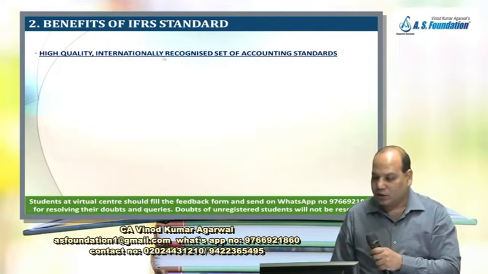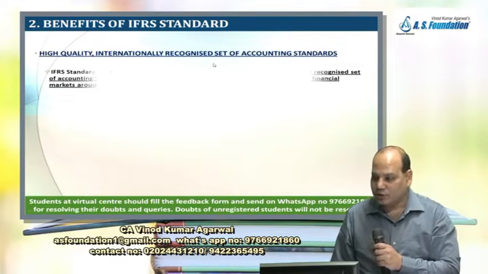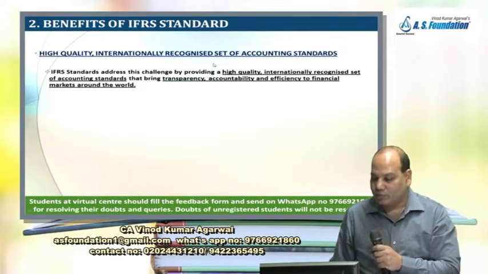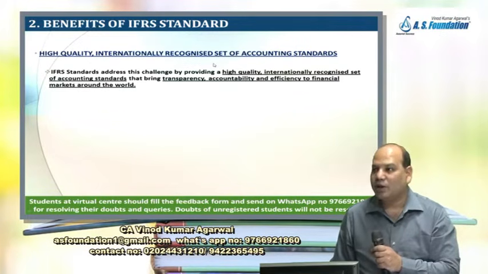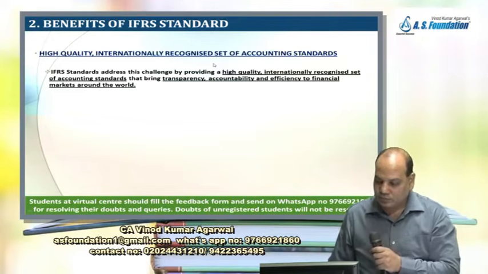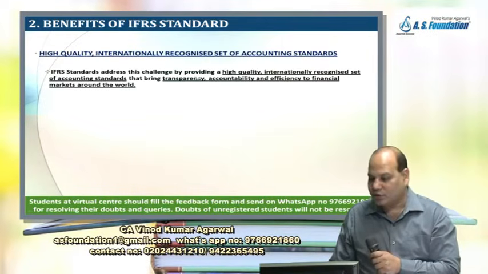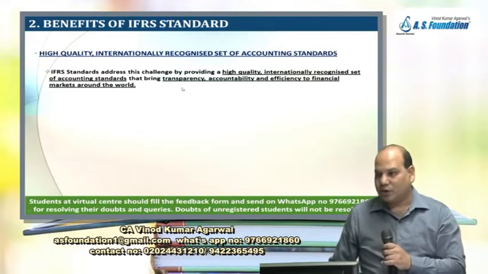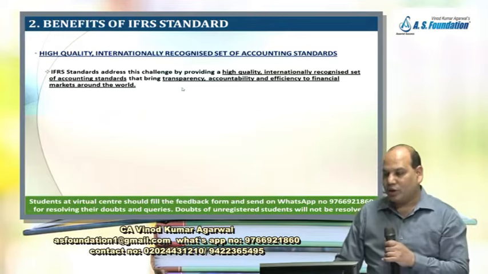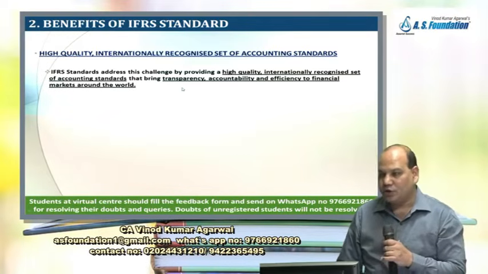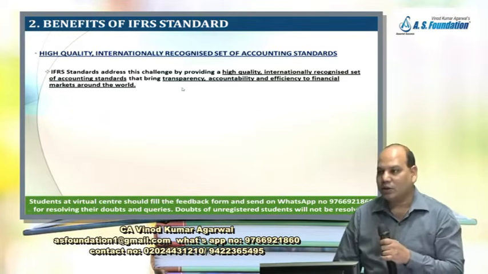And IFRS are an internationally recognized set of standards. Globally, as I have told you, more than 140 countries have now either adopted IFRS or converged to IFRS. So the explanation of this is that IFRS addresses the challenge by providing a high quality, internationally recognized set of accounting standards that brings transparency, accountability, and efficiency to financial markets around the world.